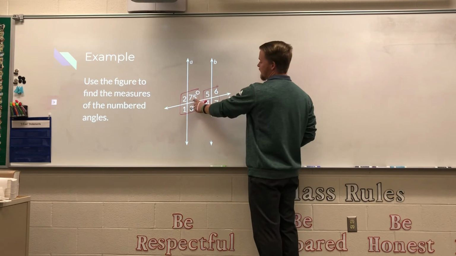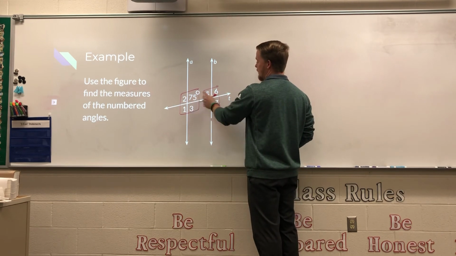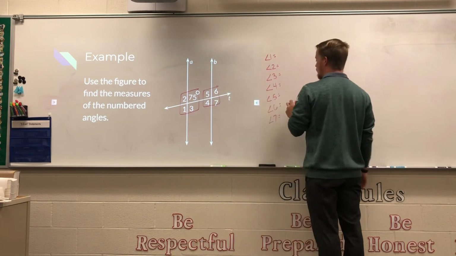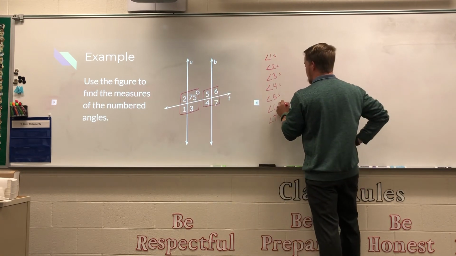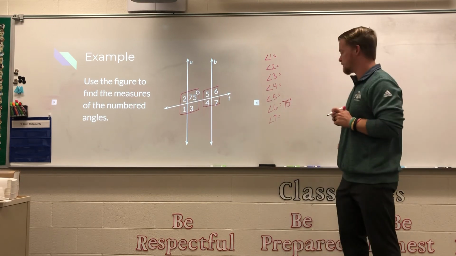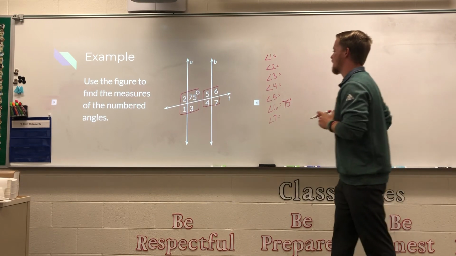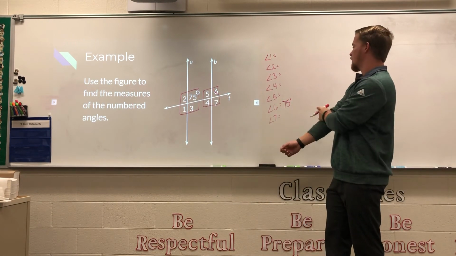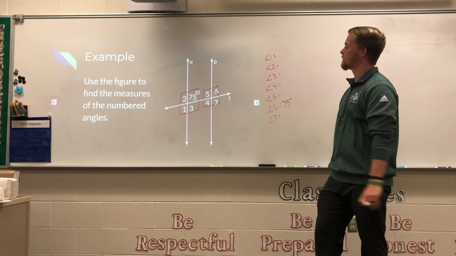So 75 is in the upper right. So in the upper right over here is angle 6. So right away we know corresponding angles are congruent. So angle 6 is 75 degrees. Okay, and you can mark these out as you go if you want, just so you can keep track of everything. So angle 6 is found.